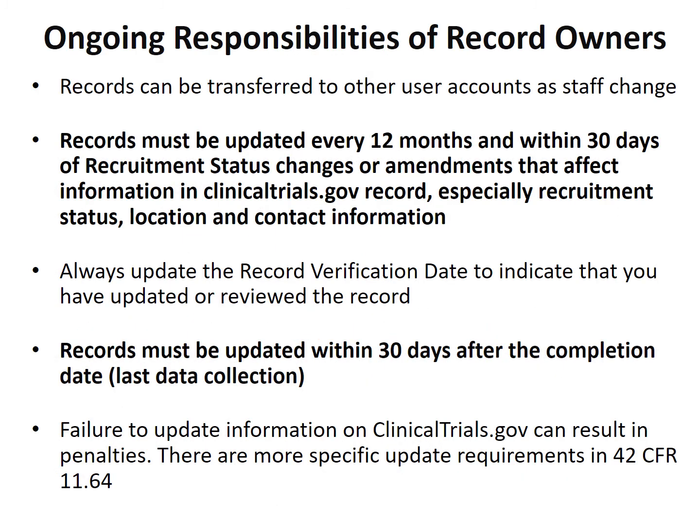Now that your record is released to the public, is everything complete? Not quite yet. The law requires updates every 12 months and within 30 days of recruitment status changes or amendments that affect information in a ClinicalTrials.gov record, especially recruitment status, location, and contact information. ClinicalTrials.gov uses the record verification date field as the trigger for determining the next 12-month update, so make sure to keep that field current. Please know that failure to update information on ClinicalTrials.gov can result in penalties. And of course, no recruitment can take place without IRB approval.